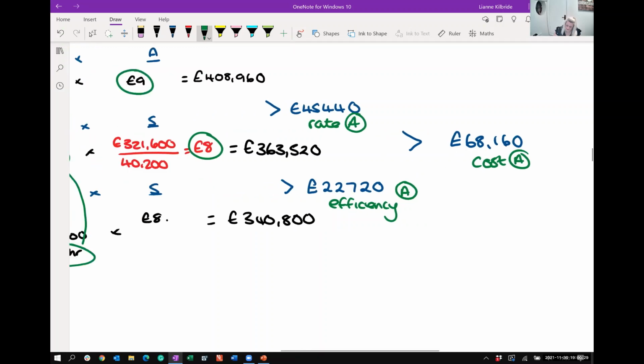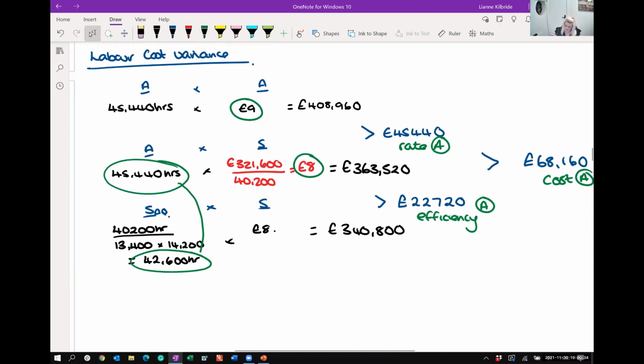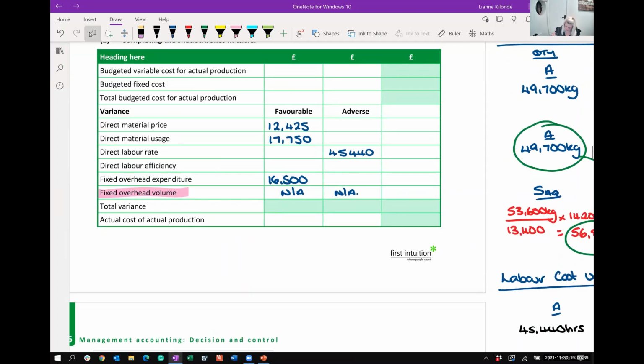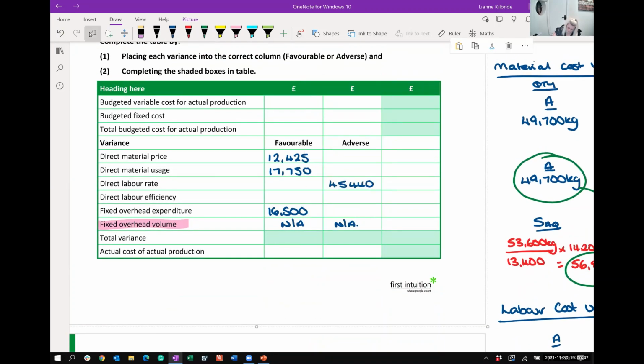Okay, so it did seem a little bit long-winded, but the reason why I did that is just so I can explain how they've got to the variances in the question. So now we're aware that this is an adverse variance, we can go and pop that figure under the adverse column. So that's £22,720. Okay, so we've dealt with task one. Now we need to complete the shaded boxes.